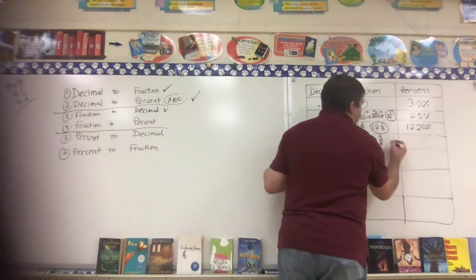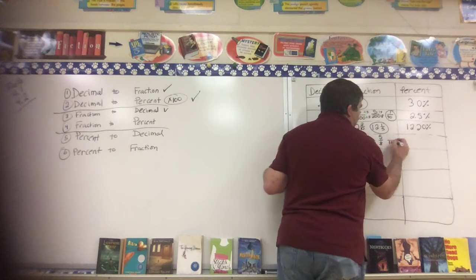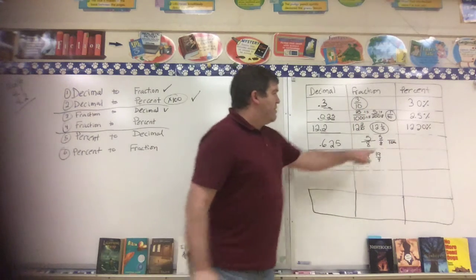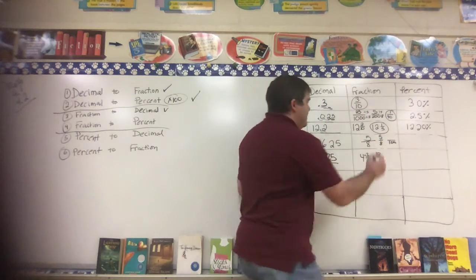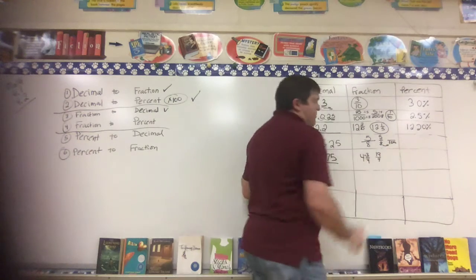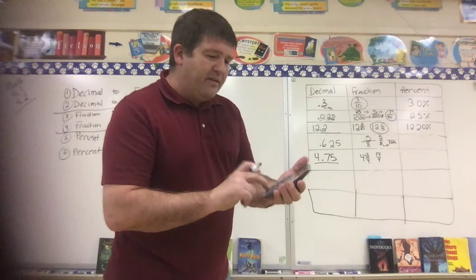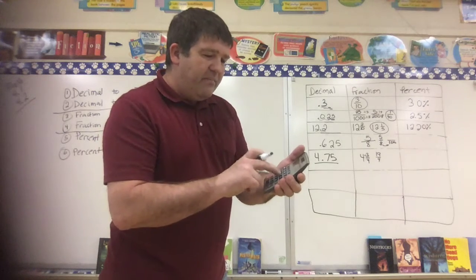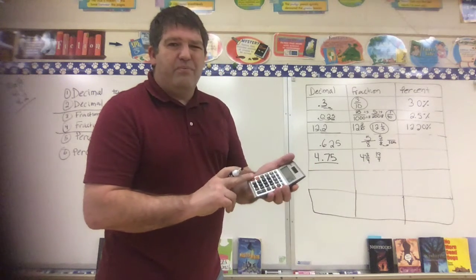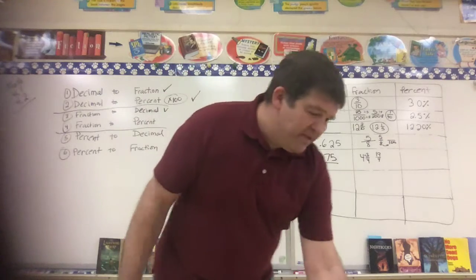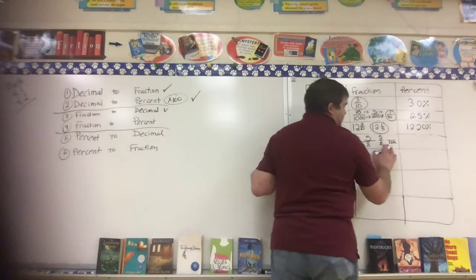One way is you could try and get the bottom number to 100. 8 times what equals 100? Well, if you're not sure, you type it in your calculator and you put 100 divided by 8. Ooh, that's 12.5. That's not an even number. So I'm not going to be able to get to 100 that way.